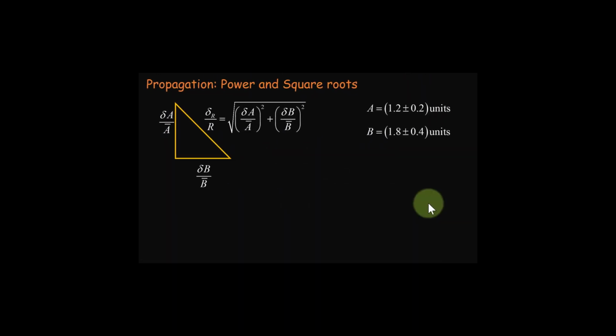Let's talk about when we have power. For example, b squared as in here. You multiply the relative uncertainty with a factor before you square it. As you can see, rather than just being the relative uncertainty or this fraction here, there is this factor 2 that came from the power of this b.